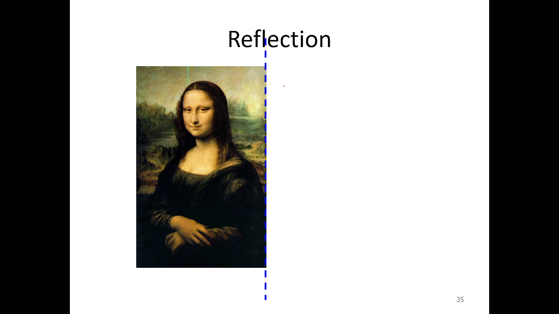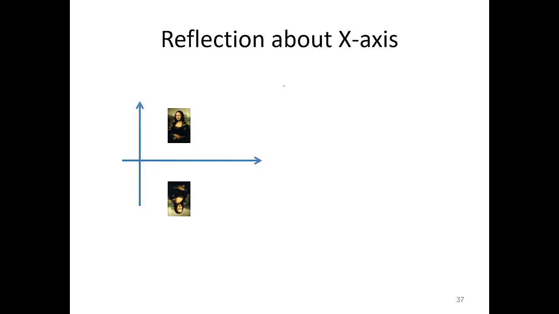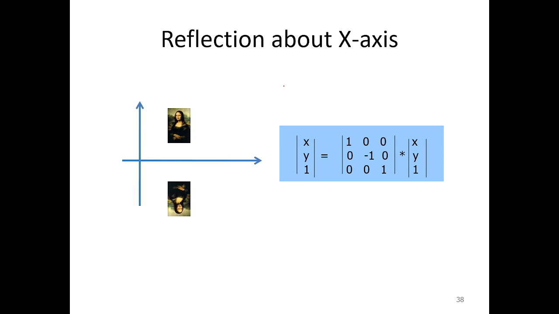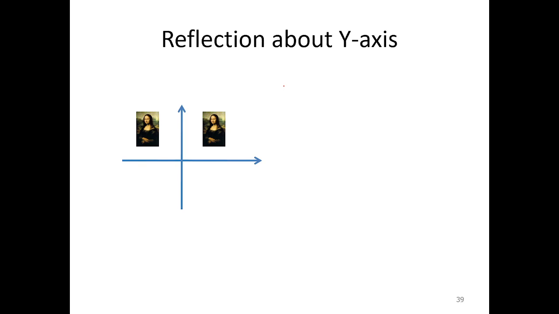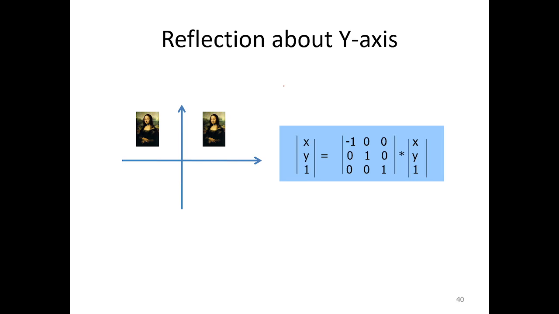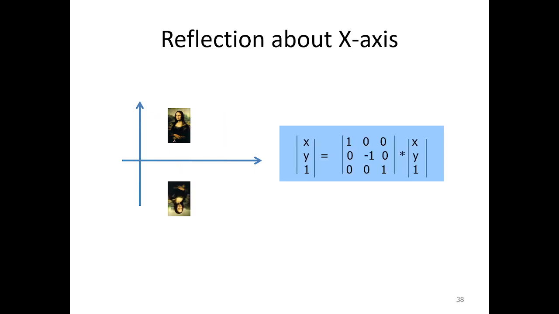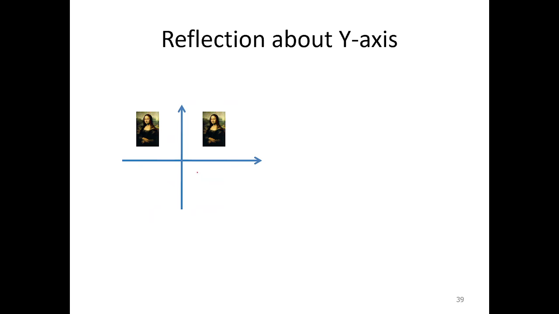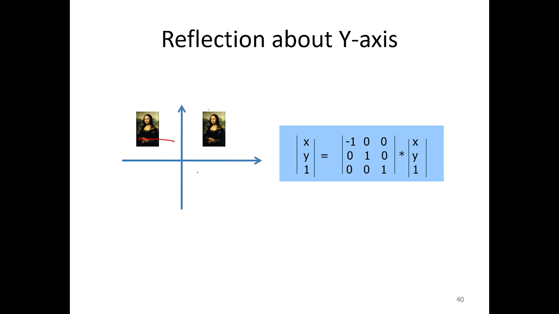These are reflections. Based upon the x-axis, [x' y' 1] equals [1 0 0; 0 -1 0; 0 0 1] into [x y 1]. For the y-axis, [-1 0 0; 0 1 0; 0 0 1] into [x y 1]. So the positive x value becomes the negative of x. In that way, for the x-axis, 1 0 0, 0 minus 1 0, 0 0 1, and for the y-axis, minus 1 0 0, 0 1 0, 0 0 1.